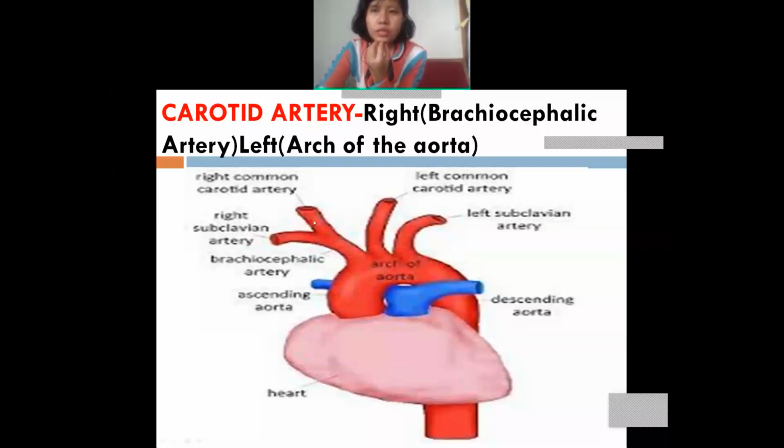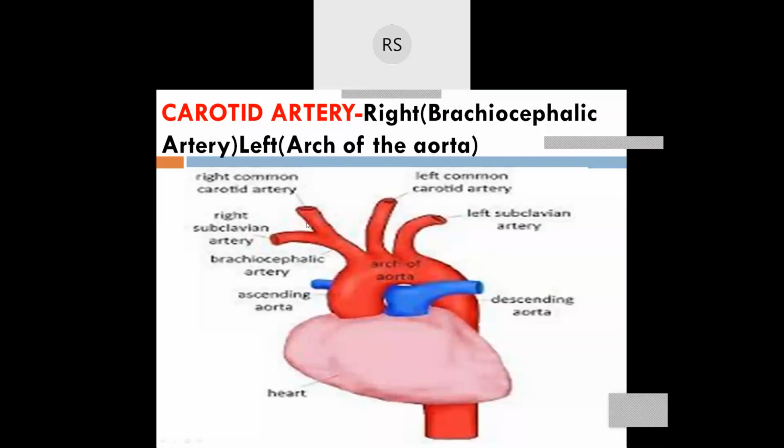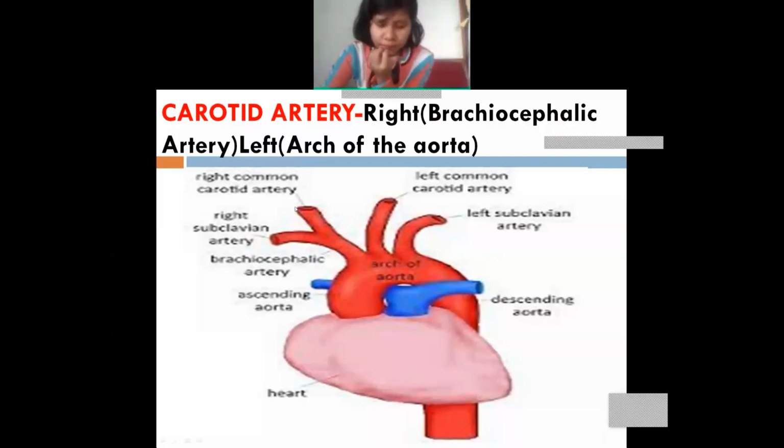And these two arteries, the right common carotid artery and the left common carotid artery, go and supply blood where? On each side of the neck. Understand? On the right side and the left side, they supply blood to both sides of the neck.